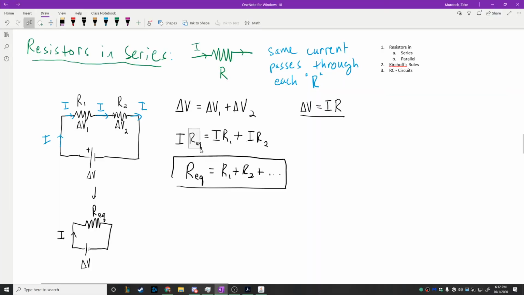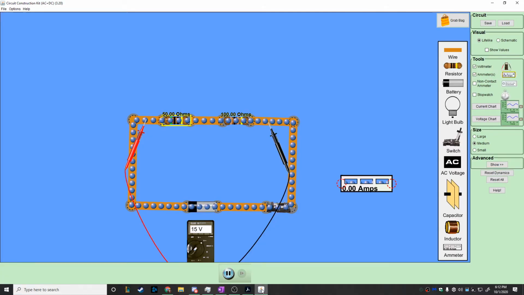So first of all, what's our equivalent resistance for this circuit going to be? 50 ohms and 100 ohms. What's the equivalent resistance? 150, right? You switched it. That's right. So what would the current be then, we predict? You take the voltage, you divide by the resistance. So 0.1 amps. Okay, let's see if that's true.